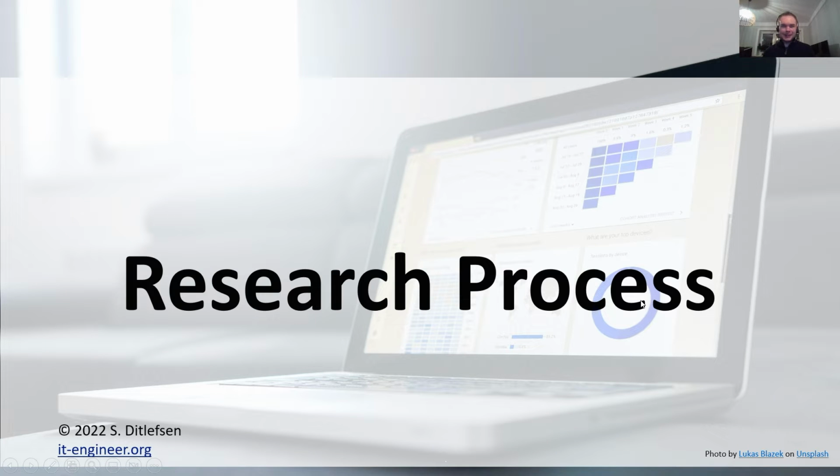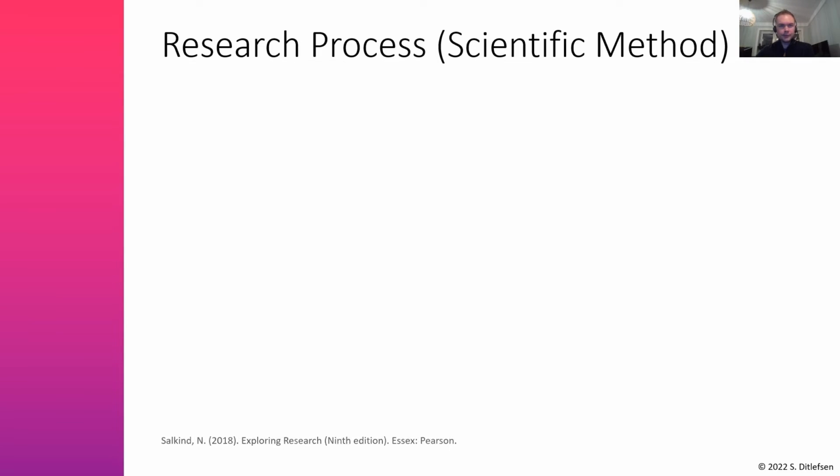One of my favorite topics is the research process. And this is super important if you're going to do a master's degree or a bachelor degree or even a doctor's degree. Then you need to follow the research process. And another word for research process is scientific method. And it's a circle. So you start by asking a question.